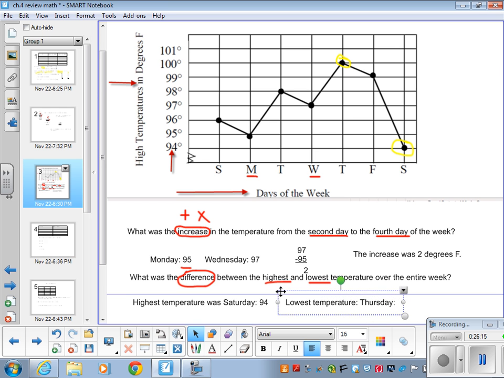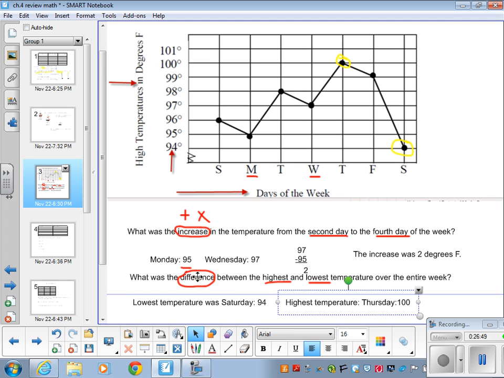Oops, I'm sorry. We already found the lowest temperature. Now we want to find the highest temperature, which was on Thursday. What was the temperature on Thursday? We go to the Thursday, put our finger all the way up to the dot, and go to the left. What was the temperature on Thursday? If you said 100 degrees, you are correct.